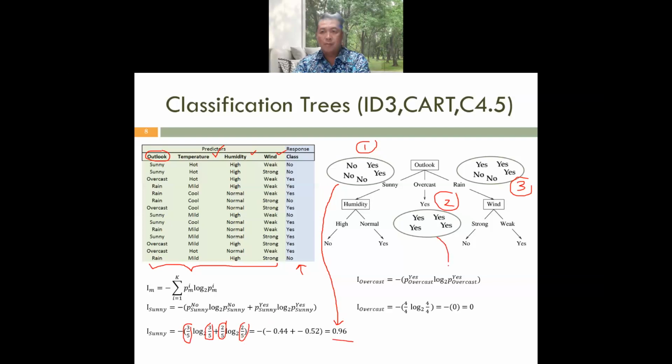Then we also compute for the overcast. For the overcast, we have 4 over 4, so the value will be 0. Notice that when all of the members belong to the same label, the entropy will be 0. If you have 50-50, one belonging to one class and the other to another class, your value will be 1, going towards 1. For the rain we have something similar, 3 and 2, so the value should be the same as this one.